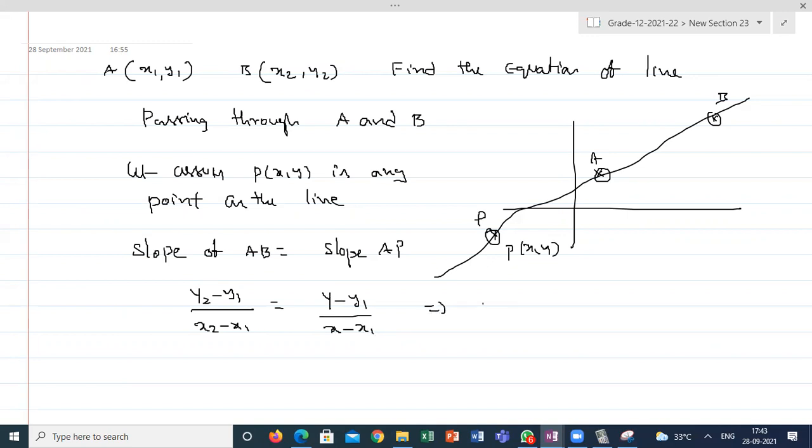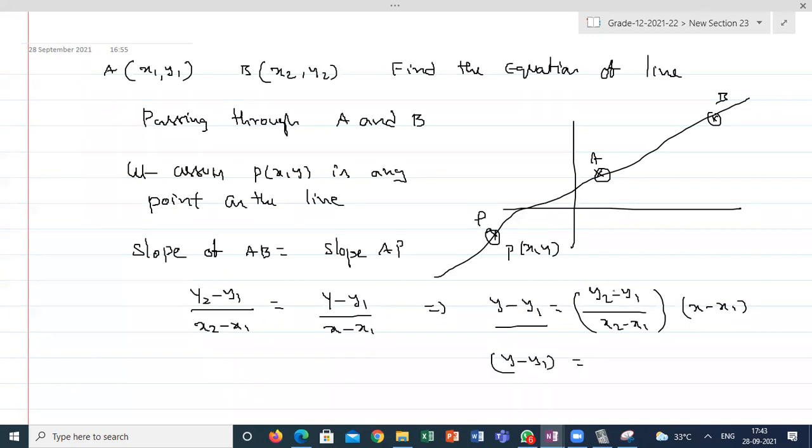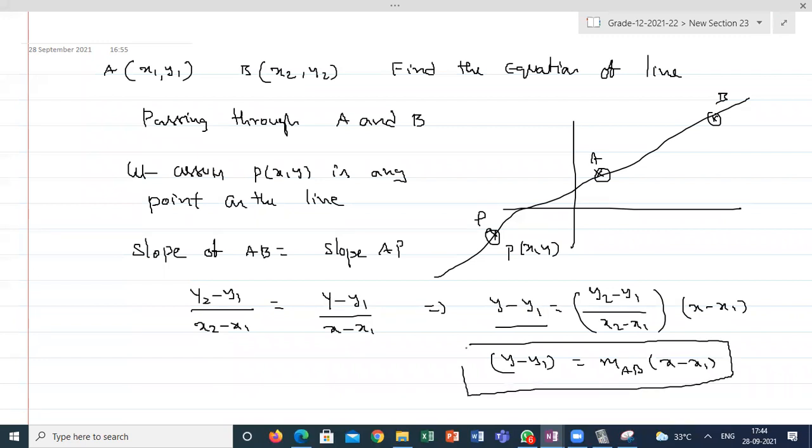This can be written as Y minus Y1 is equal to (Y2 minus Y1) by (X2 minus X1) into (X minus X1). If you observe very closely, see here, this represents slope of AB into (X minus X1), which is nothing but, instead of using the slope point formula, I am writing one more form because they gave the 2 points. Here also what I did, I found the slope. After that, I can use the slope and point formula. That also will be helpful for us.